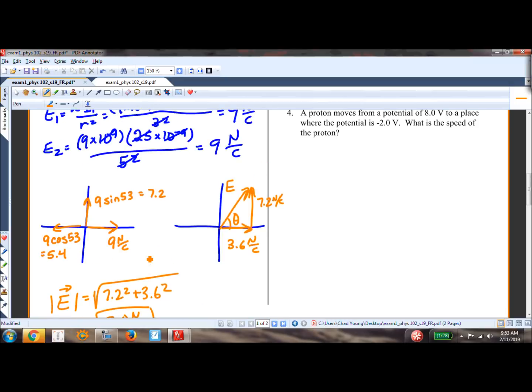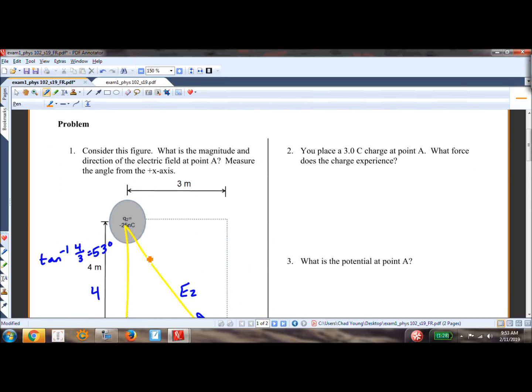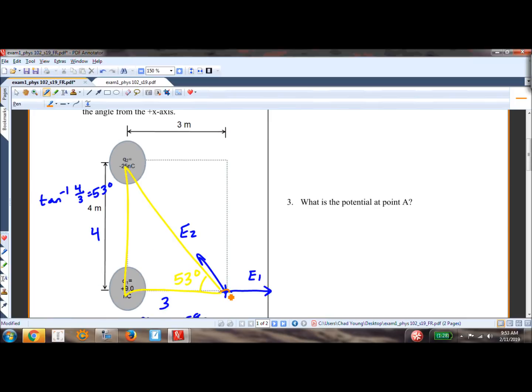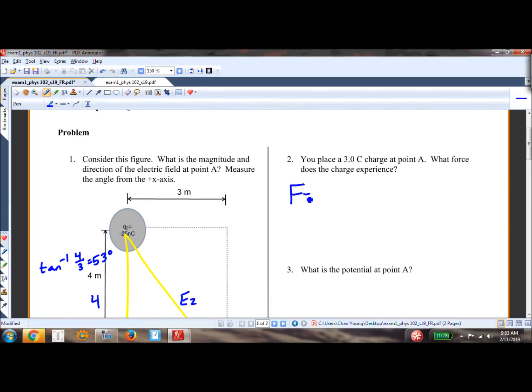I understand that question is a little bit harder than these others, but if you got that question right, what force does the charge experience? Well, if I put a charge right there, to find the force, if I know the electric field, it's just Q times E. So 3.0 coulombs times 8.0 newtons per coulomb, and that's 24 newtons.